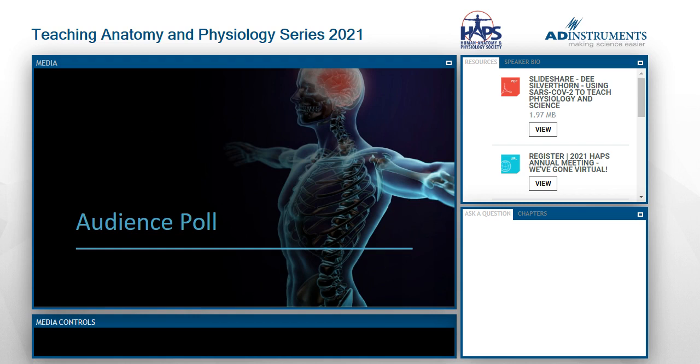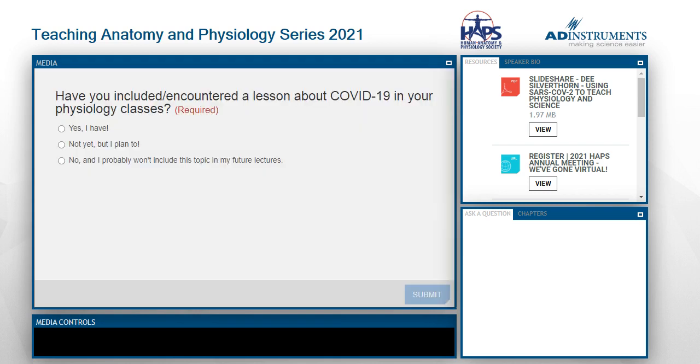So before we get started with Dee, I did want to run a couple audience polls. So please take some time and answer these questions for us. We'd really appreciate it. So the first question is, have you included and or encountered a lesson about COVID-19 in your physiology classes? So there's 3 options: yes, no, but you plan to teach it, and no, and you probably won't include it for your future lectures.